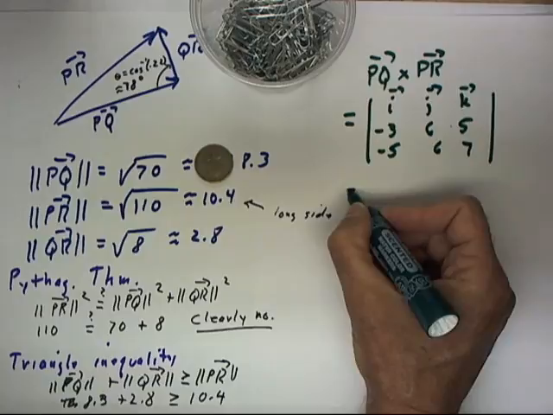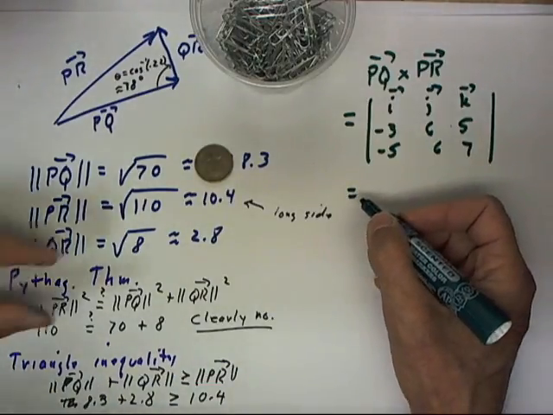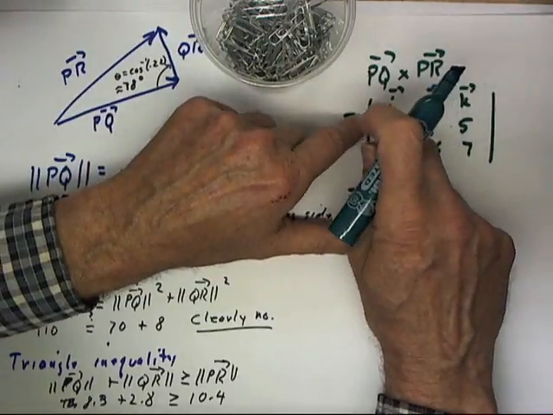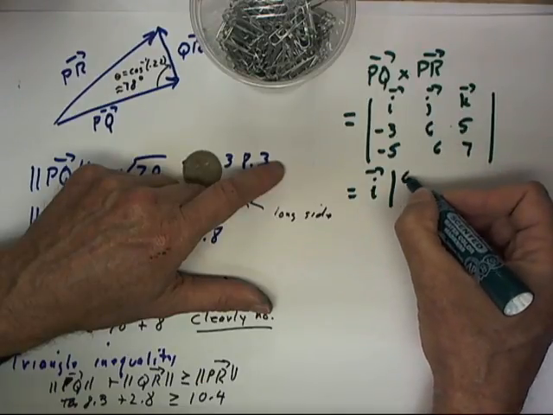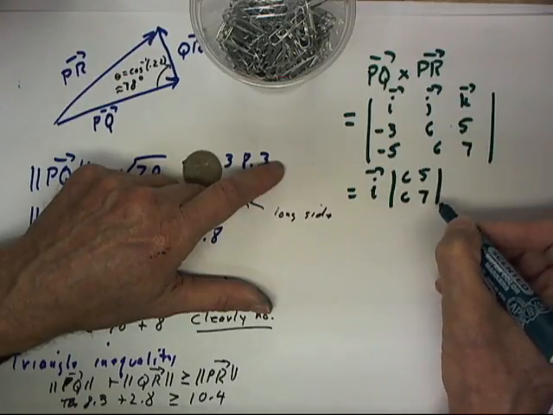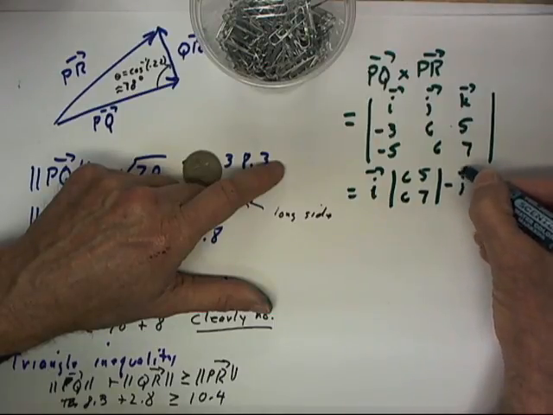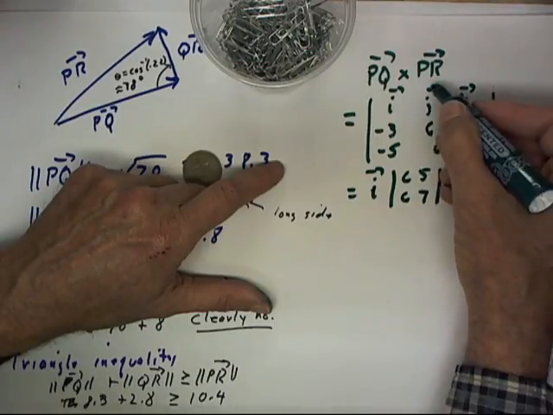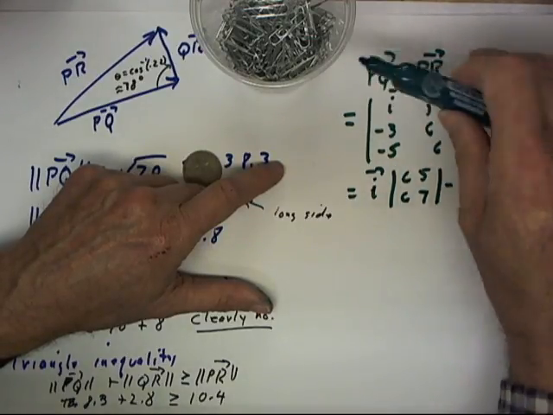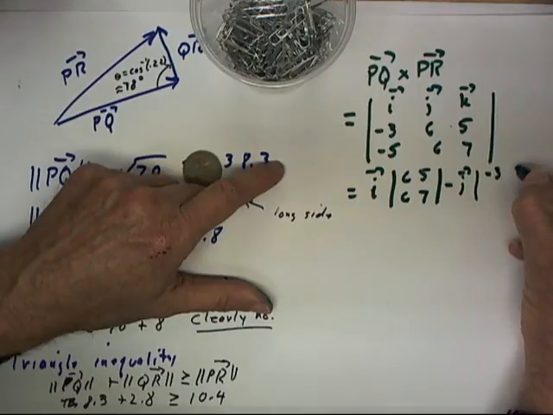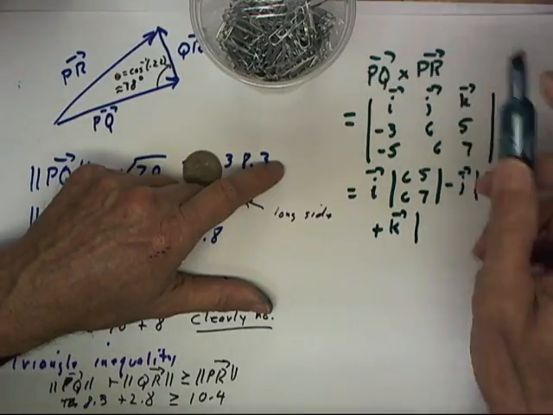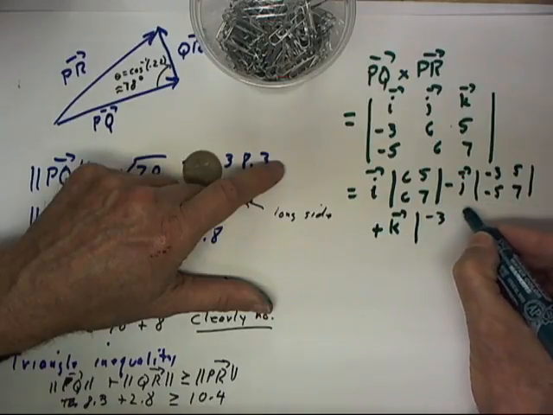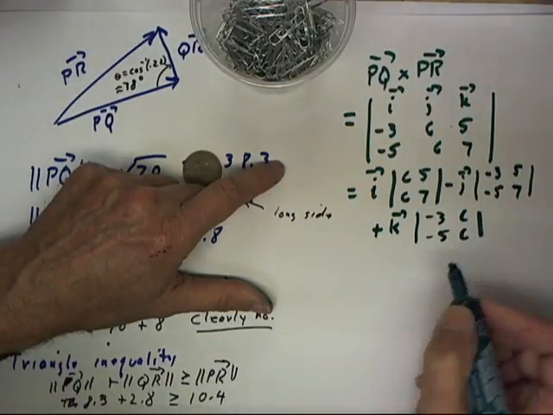Now this determinant is evaluated by minors. We eliminate the row and column of I, forming the determinant 6, 5, 6, 7. And then we subtract J times the minor we get if we eliminate the J row and column, and that determinant would be -3, 5, -5, 7. And then we add K times the determinant we get if we eliminate the row and column of K, and that's going to be -3, 6, -5, 6.